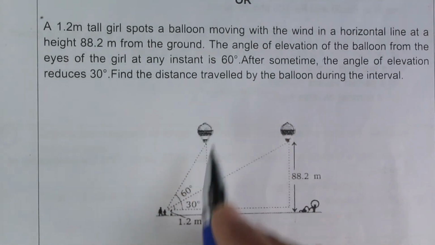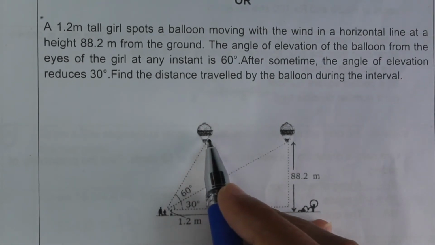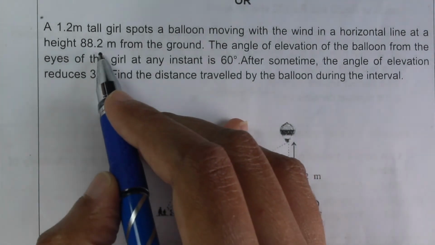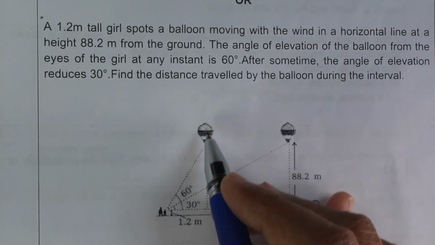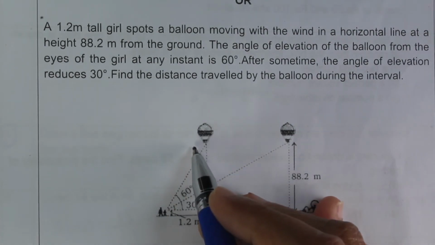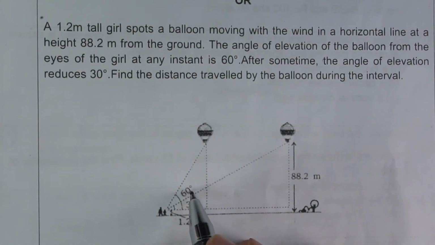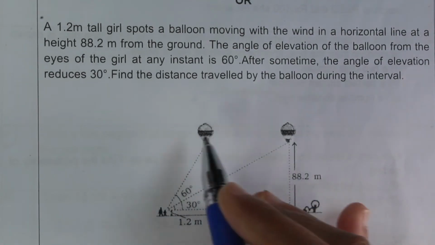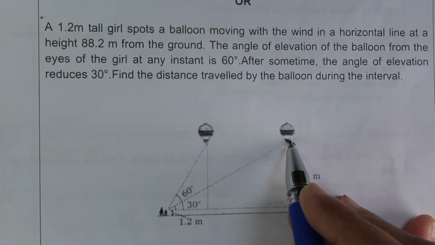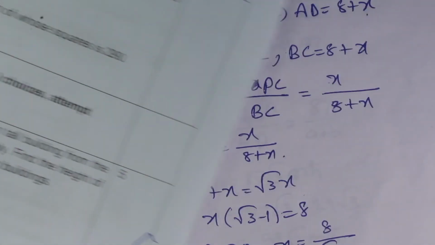So he is saying that there is a 1.2 meter tall girl who is looking at the balloon. The balloon is at the height of 88.2 meters from the ground. So when the girl looked at the balloon for the first time, the angle of elevation was 60 degrees. And when she looked at the balloon for the second time, the balloon has traveled some distance and now the angle of elevation is 30 degrees. So let's look at the diagram first.